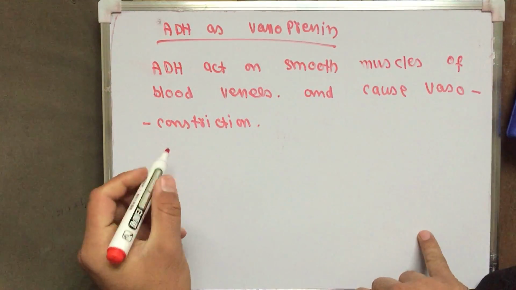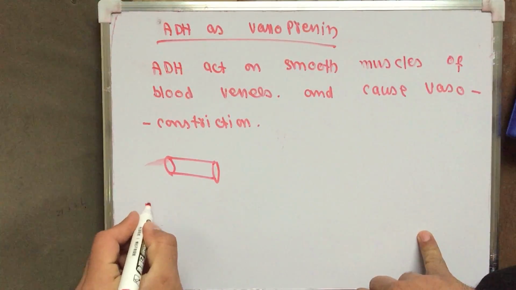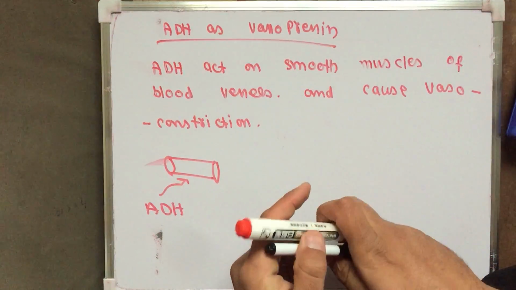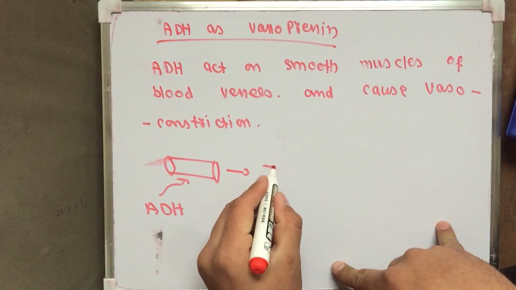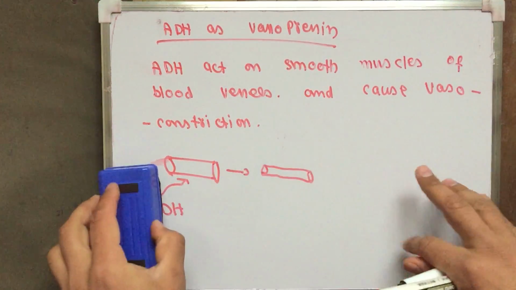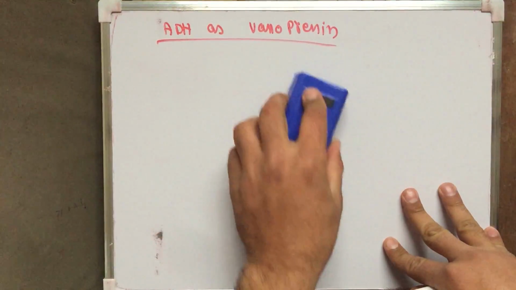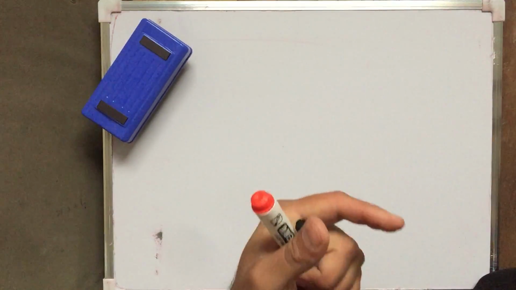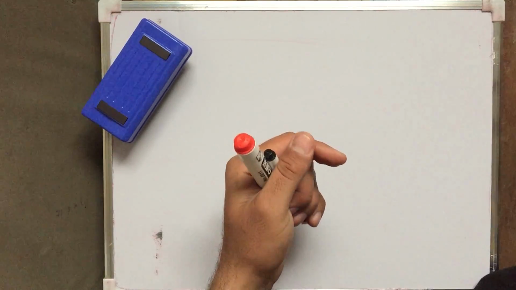For example, this is a blood vessel. ADH acts on this blood vessel and results in the constriction of the blood vessel. Blood vessel will appear like this. This is the functional diagram. Let's now discuss what is the mechanism of action of antidiuretic hormone in vasoconstriction. How antidiuretic hormone acts as a vasoconstrictor.